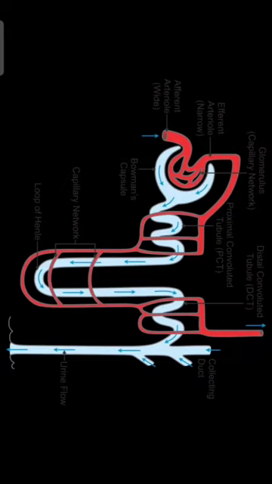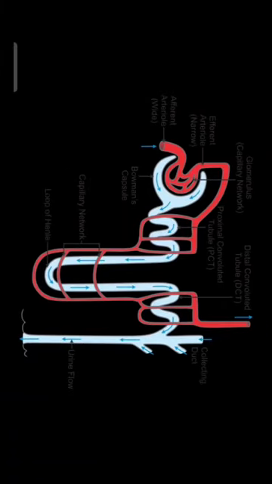The third step is tubular secretion. In this step, any unwanted substances present in the capillary network are secreted back into the tubules. It may be excess potassium ions or hydrogen ions, creatinine, hormones and drugs. So this is about the formation of urine. Finally, whatever filtrate enters the collecting duct is the urine. It passes through the renal pelvis, then the ureter and urinary bladder, and by the process of micturition, it is excreted out of our body.